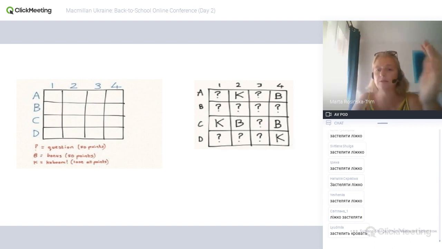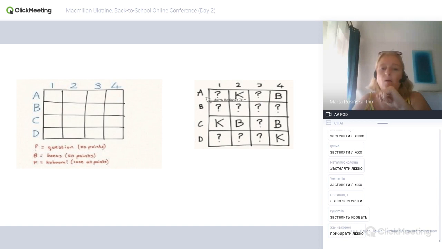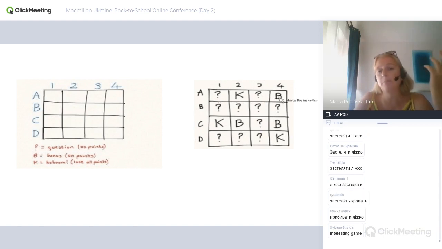And as you can imagine, then the students work in pairs and choose the squares. So they, for example, say A1, and then they get the question about make the bed. And if they get the answer right, then it's 50 points. But if they choose A2, then it's kaboom, they've lost their 50 points. If they choose A4, it's bonus, and they have gained 50 points.